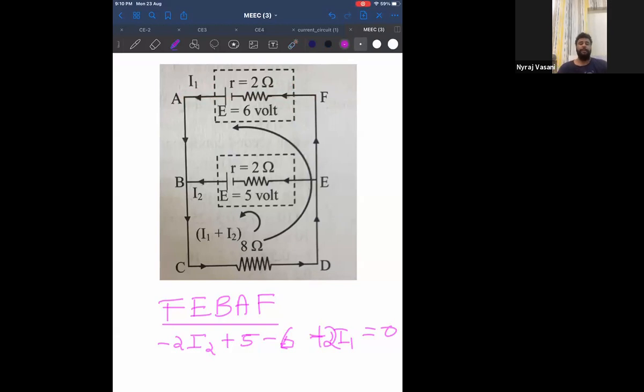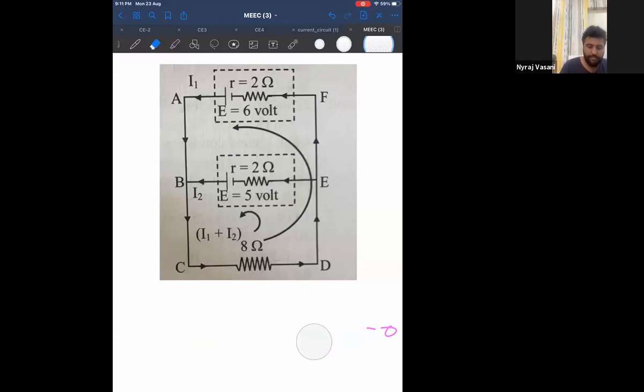Nevertheless, very good attempt. I hope everyone understood. Now, any loop you get, you can apply KVL, correct? So this is the answer for the loop FEBAF. Now I'll give you one more loop. You will have to give me the answer for that. Okay, all of you. B. Start. Then I'll ask one person to give me the answer for this.